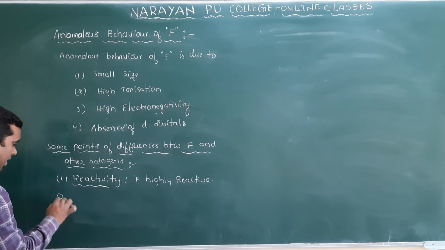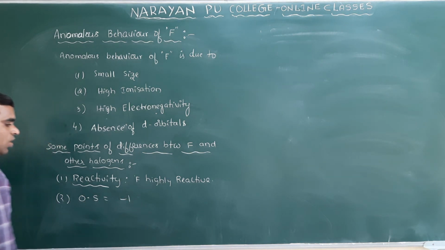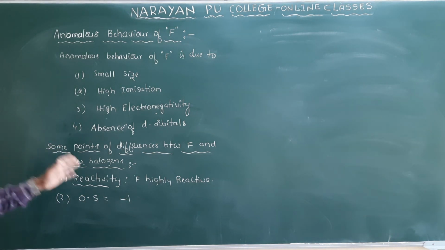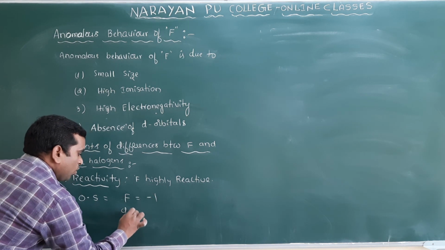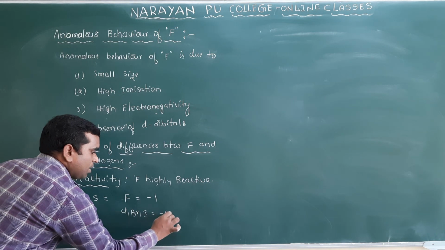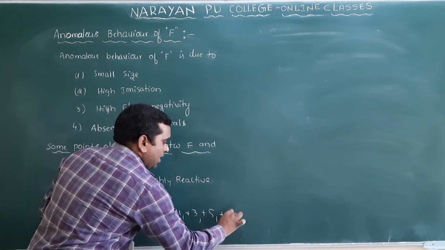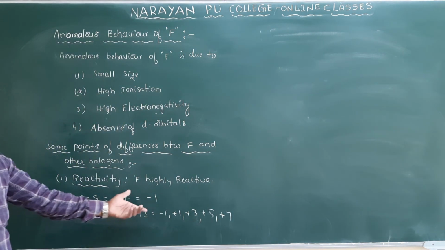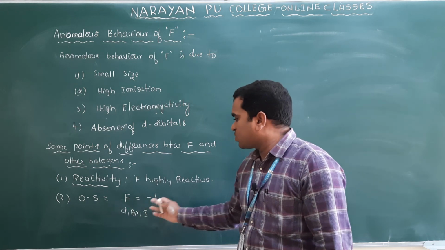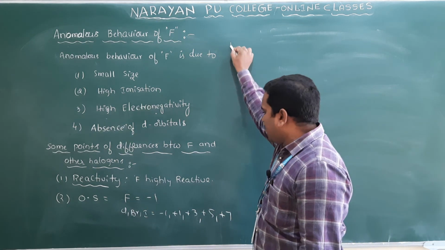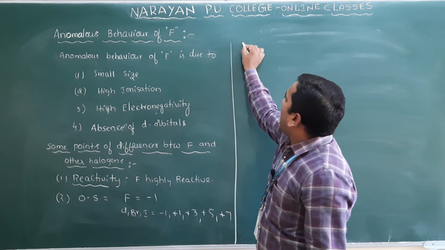Next, the second one, oxidation state. Fluorine only shows the -1 oxidation state. The remaining elements, chlorine, bromine and iodine, show -1, +1, +3, +5 and +7 oxidation states. This is also one of the different behaviors. Fluorine only shows -1, while all the others show +1, +3, +5, and also hydrogen bonding.